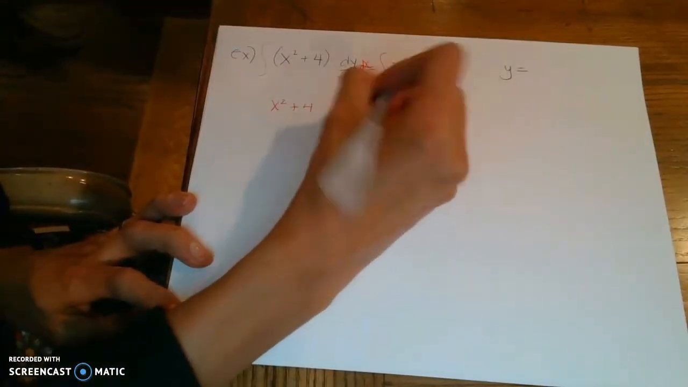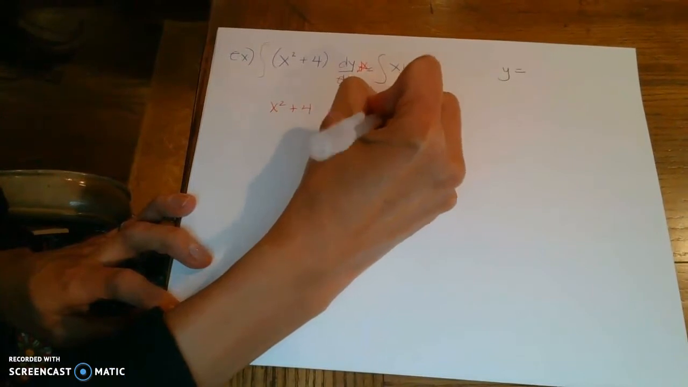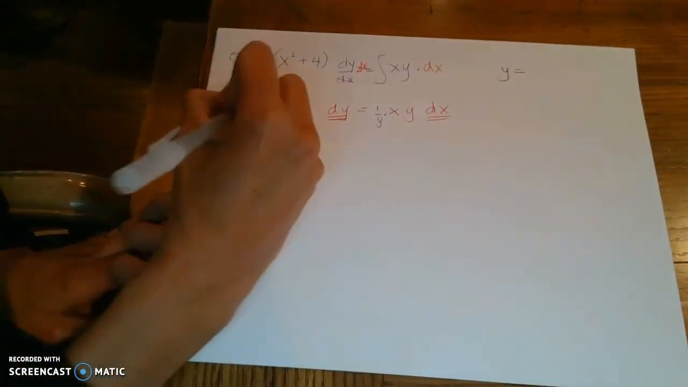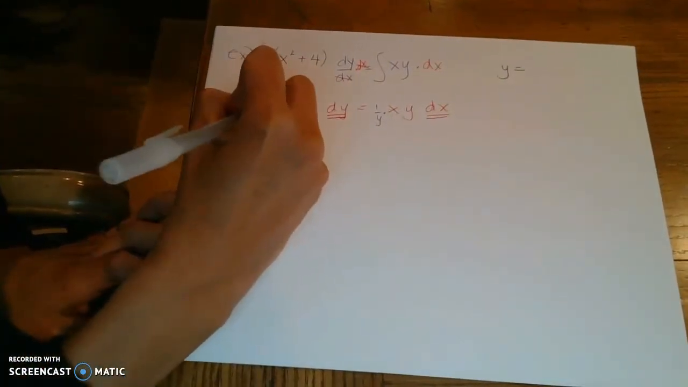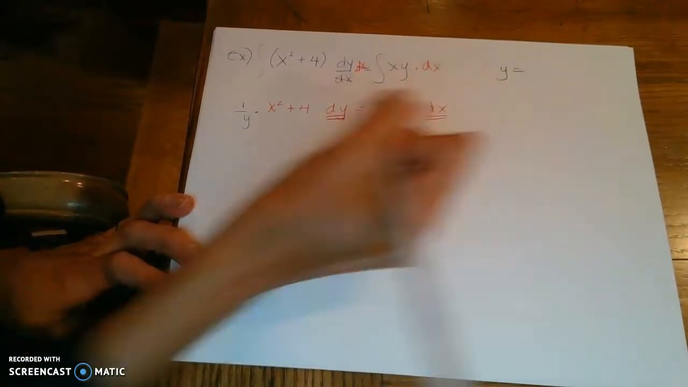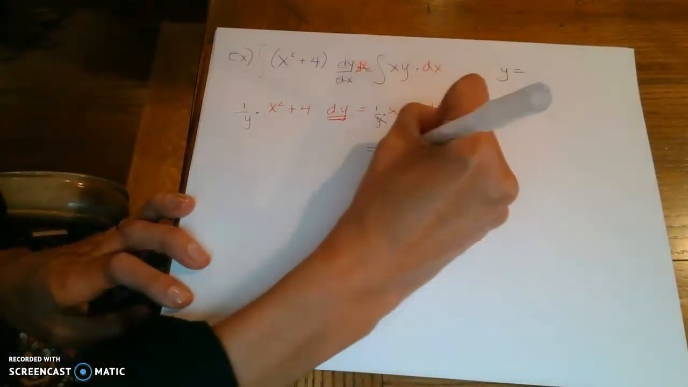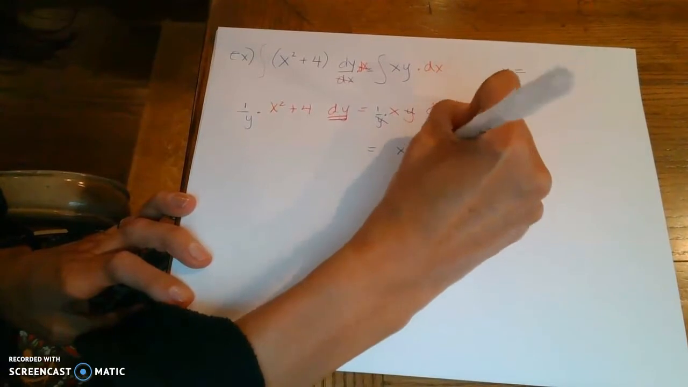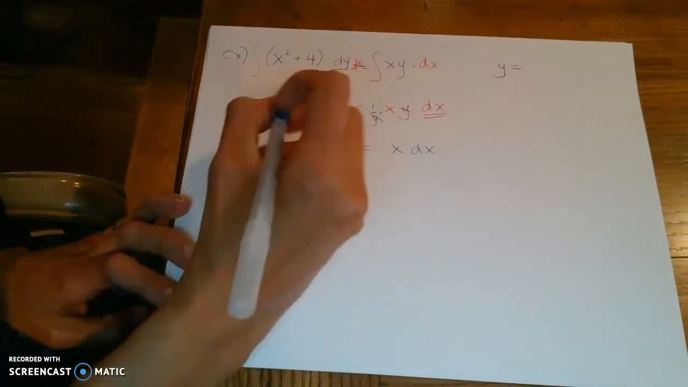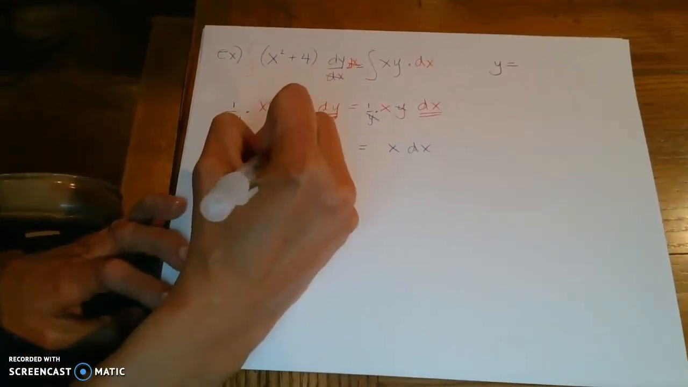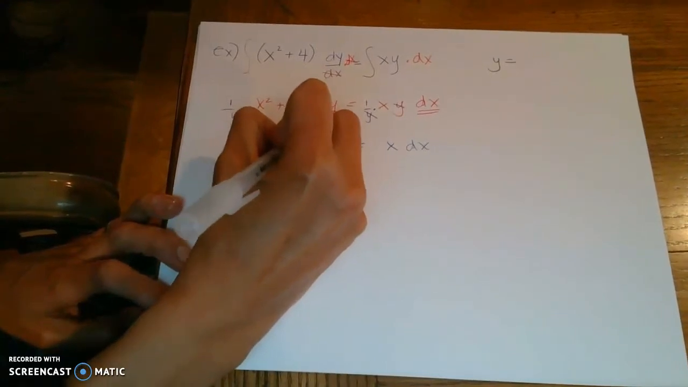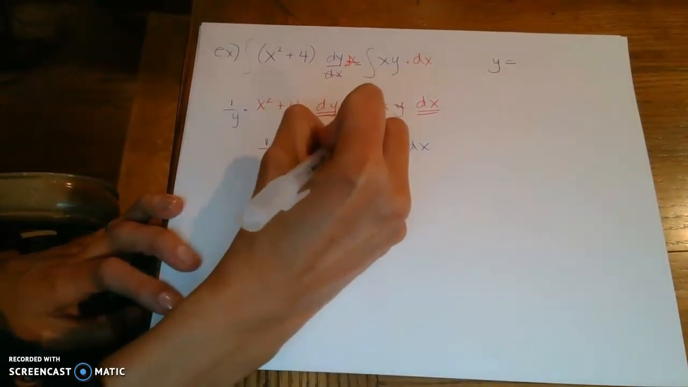This y needs to move. So I'm going to multiply this side by 1 over y and this side by 1 over y. And that takes care of that. And so on this side, I'm left with x dx, and I'm happy with what that looks like. And on this side, I'm on my way. I have 1 over y times x squared plus 4 dy.